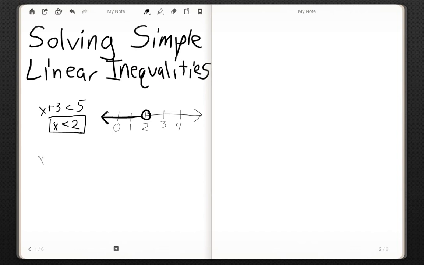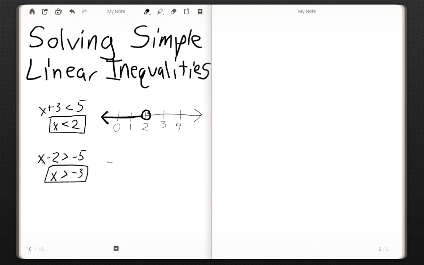Let's try x minus 2 is greater than negative 5. So solve this just like an equation. Move the 2 over, change the sign, it becomes negative 5 plus 2, which is negative 3. So x is greater than negative 3.